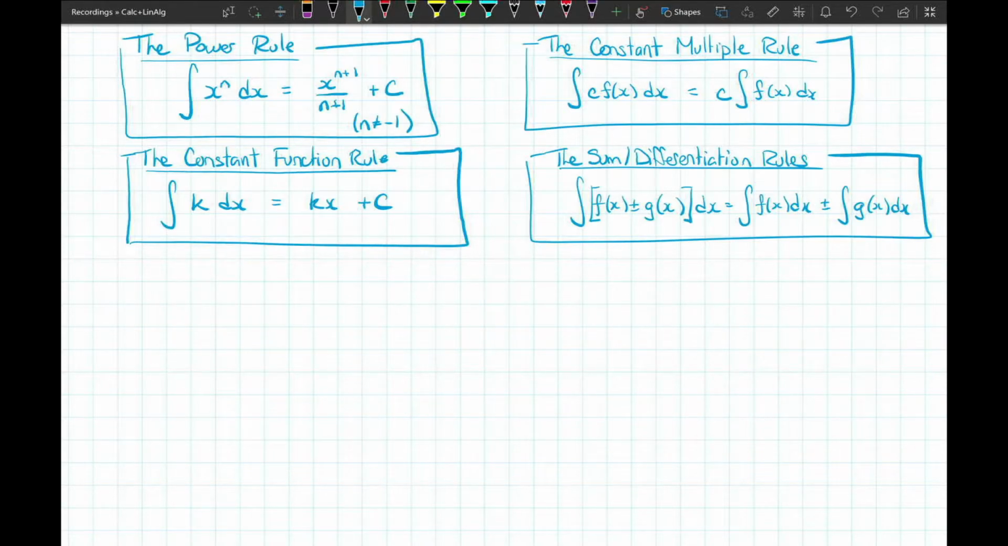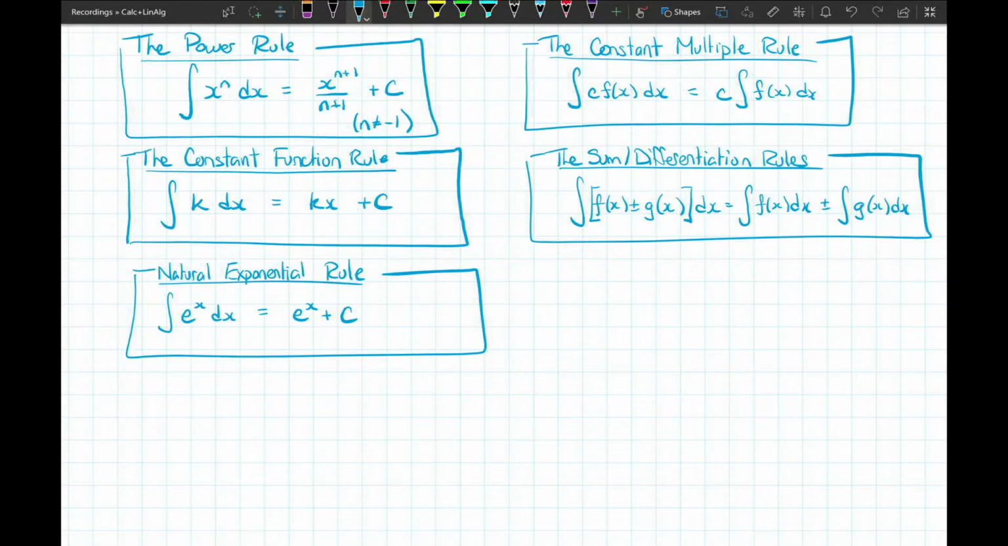Now, how about another couple easier derivative rules that we can reverse? We saw that the derivative of the exponential function, e to the x, was very simple. The derivative of e to the x was e to the x. And so, not only is e to the x its own derivative, but e to the x is also its own antiderivative. And so our natural exponential rule says that the integral of e to the x dx is e to the x plus c, because the derivative of e to the x plus any constant would still be e to the x.